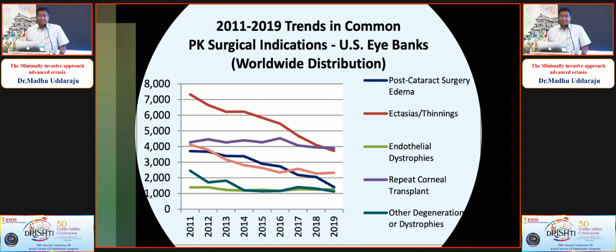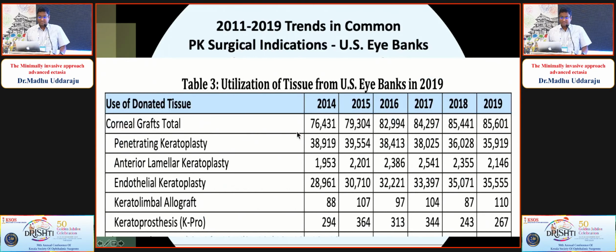So if you see the trends over 1 decade in the US eye banks, the ectasia, this is the red line, the ectasias requiring transplants are slowly coming down. What is the reason for this? Even here, the number of people undergoing anterior lamellar keratoplasty is way less when compared to the people requiring regular PKs, EKs and other grafting.